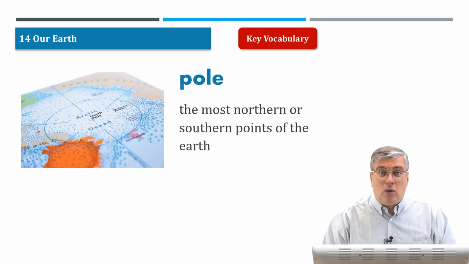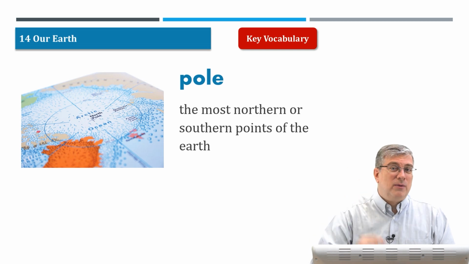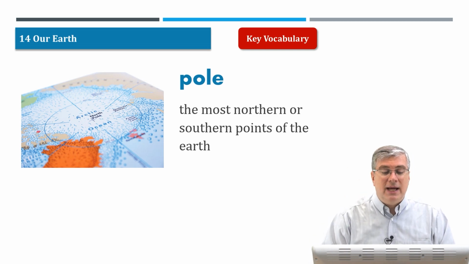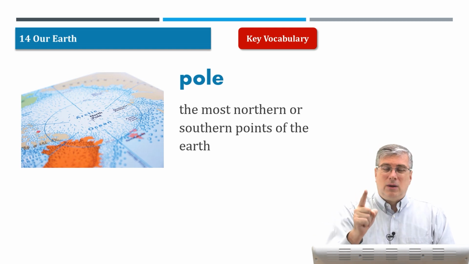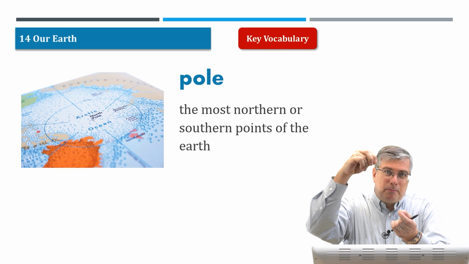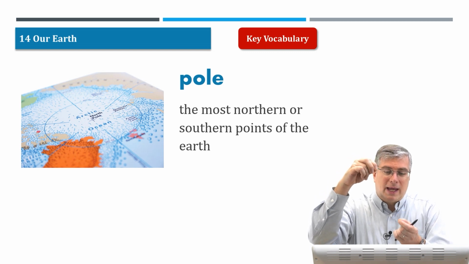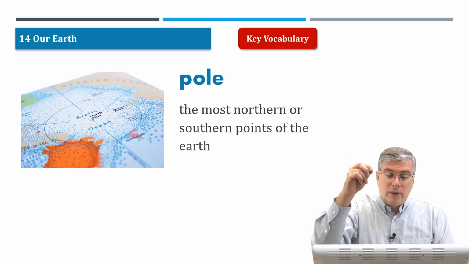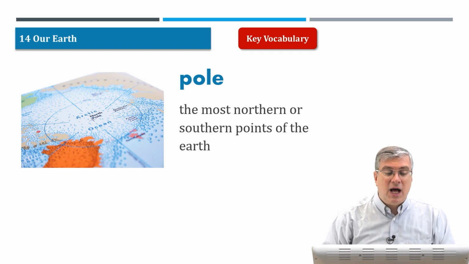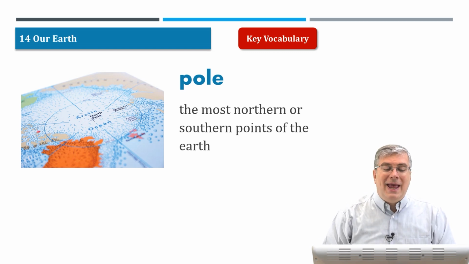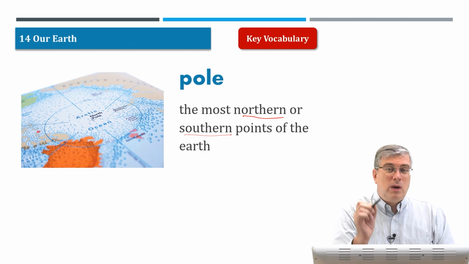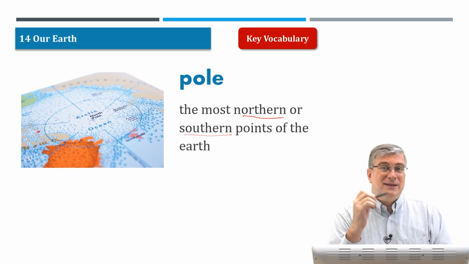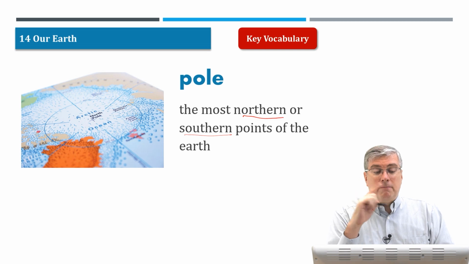Now, the pole, that is as far away from the equator as you can get. There are two poles, of course, right? There's only one equator because there's only one middle, but the poles are at the top and the bottom of the earth, okay? So the pole is the most northern or southern points of the earth. That's one way to look at the North Pole and the South Pole, because there are different poles, actually.